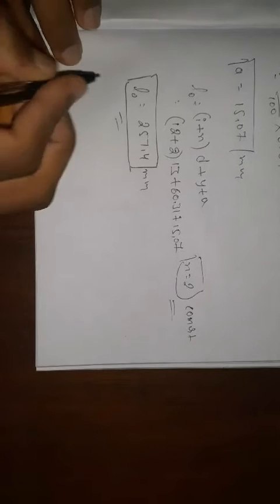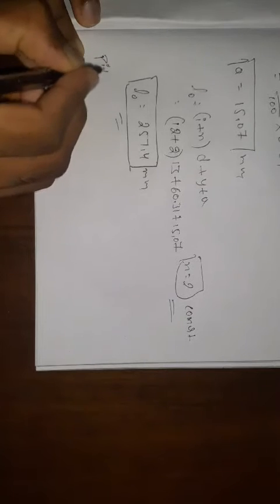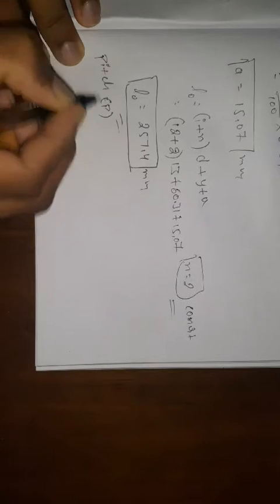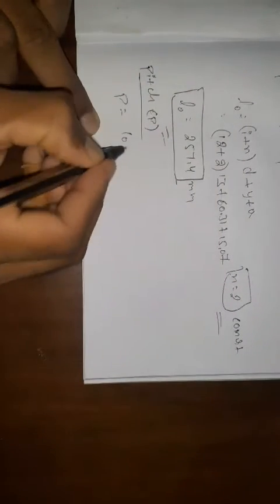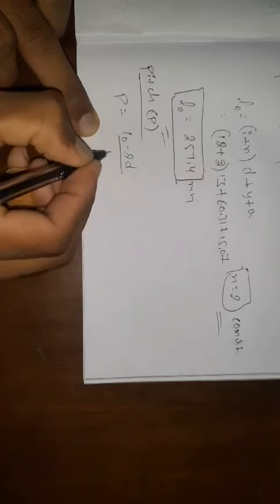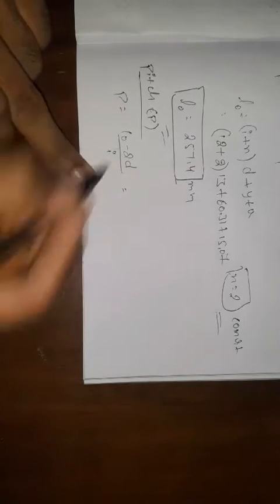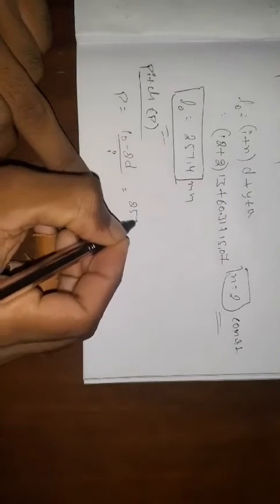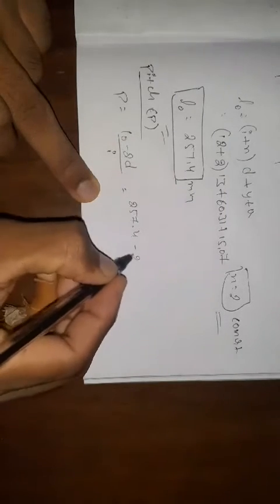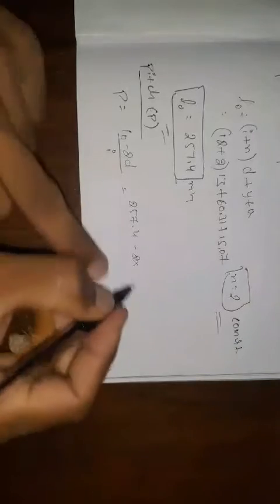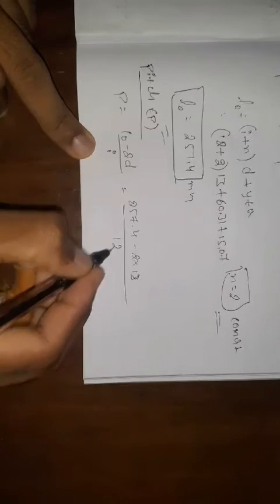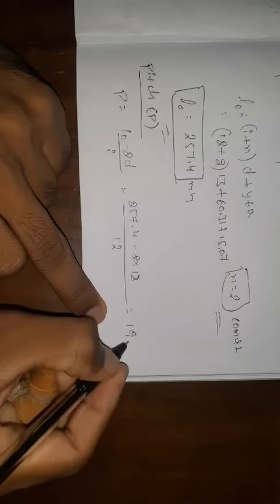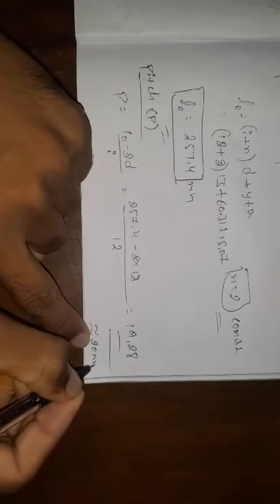Next we calculate the pitch P, where P is equal to L naught minus 2 into d divided by I, where L naught is 257.4 minus 2 into d, how much? 13, small d, divided by I is equal to, I is 12 numbers, where the answer is 19.28, approximately 20 mm.